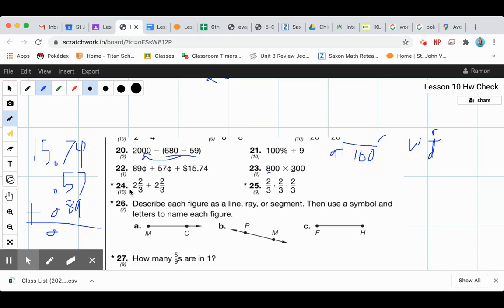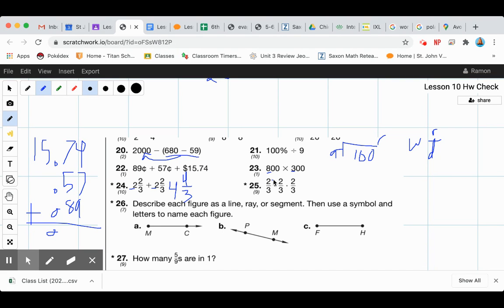For 24, we have to add the whole numbers first. 2 plus 2 is 4. Then the fractions, 2/3 plus 2/3 is 4/3. Again, just adding the numerators, keeping the denominator the same. And then from here, we can change 4/3 to a mixed number and then add it to 4.